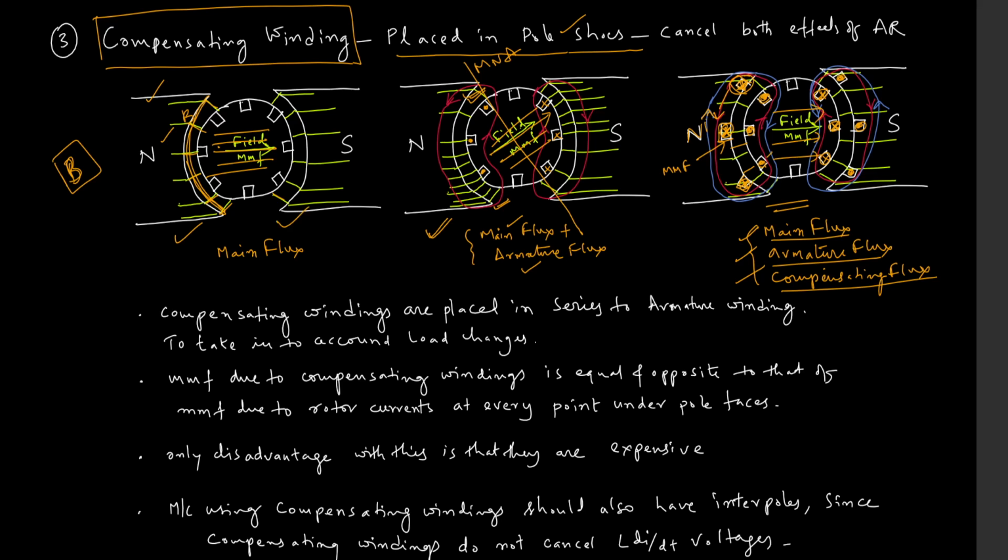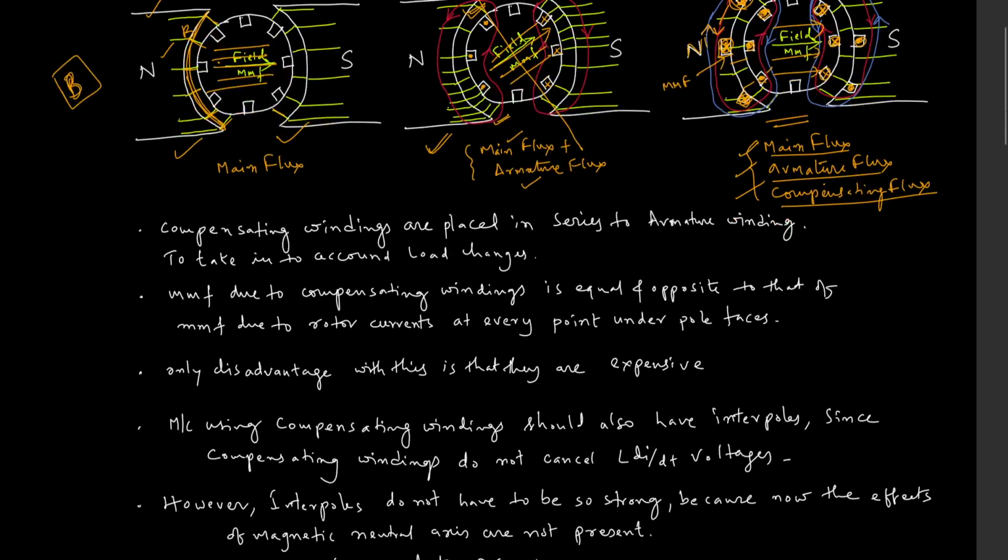Now what we can conclude from these discussions: the compensating windings are placed in series with the armature winding, so as to account for load changes. The MMF of the compensating winding also changes with the change in the load, because it has to completely nullify the armature reaction. And the MMF due to the compensating windings is equal and opposite to the MMF due to rotor currents at every point under the pole faces. That is what I have said.